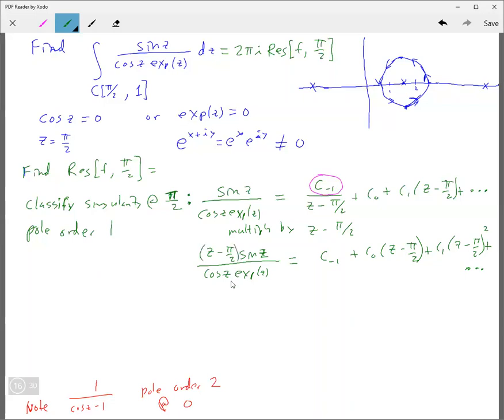And so now we're going to plug in, well, you can't plug in pi over 2 because that's going to be 0, right? And that's going to be 0, so it's going to be 0 over 0. So it's the limit as Z goes to pi over 2 of Z minus pi over 2 sine Z over cosine Z exp of Z. Oh dear. That's 0 over 0, so we get to do L'Hopital's rule.